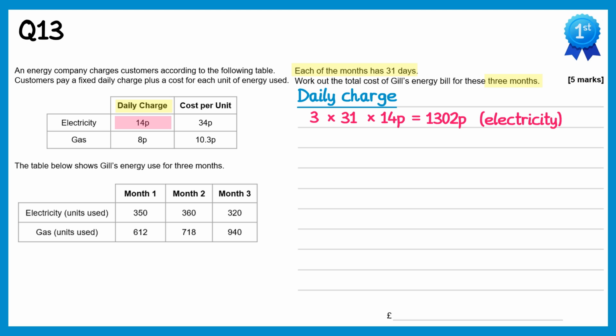Now we need to do the same thing for gas. Gas costs 8p for the daily charge, so we'll do the 3 months times 31 days, but times 8p this time, and that gives you 744 pence for gas.